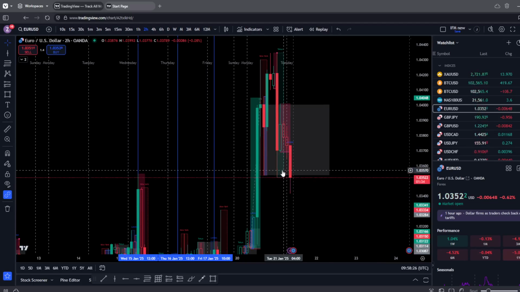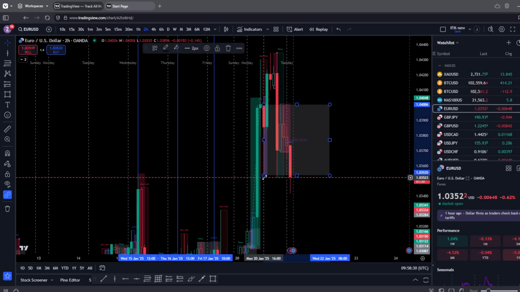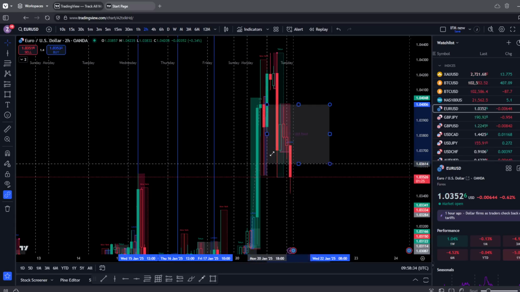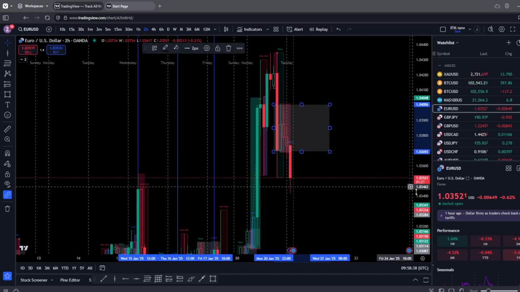In the next 1 minute, this candle will close. If it closes this way, this will be my new zone. If it doesn't close this way, if it goes up here, then this will just be the zone, and I'll be waiting for price to tap here. So I'll just wait for the next 1 minute.